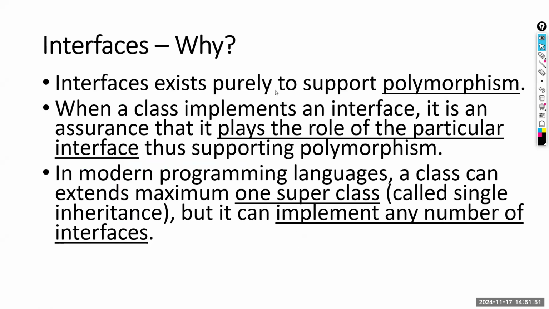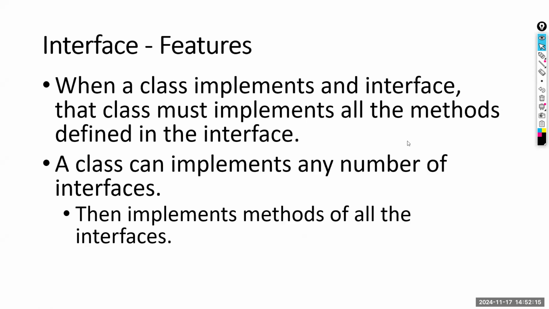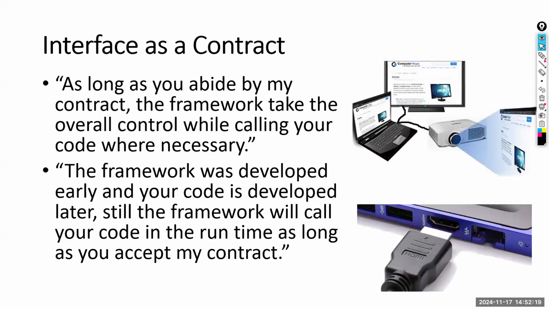So interfaces exist purely to support polymorphism. No other reason. If someone talks about interfaces, basically they are used to support polymorphism, not inheritance or anything else. So when a particular class implements an interface, it has that polymorphic form as well.